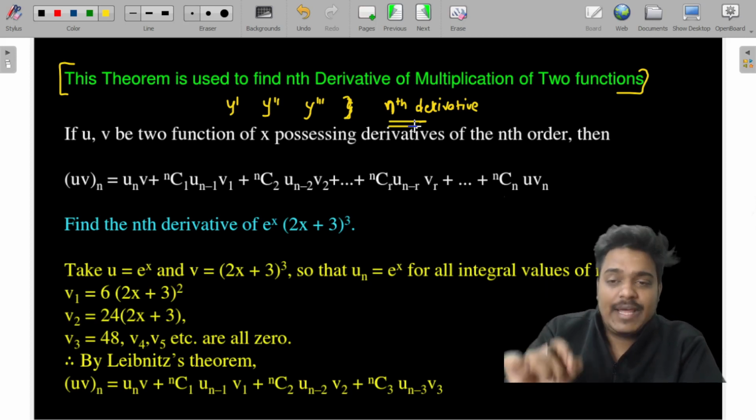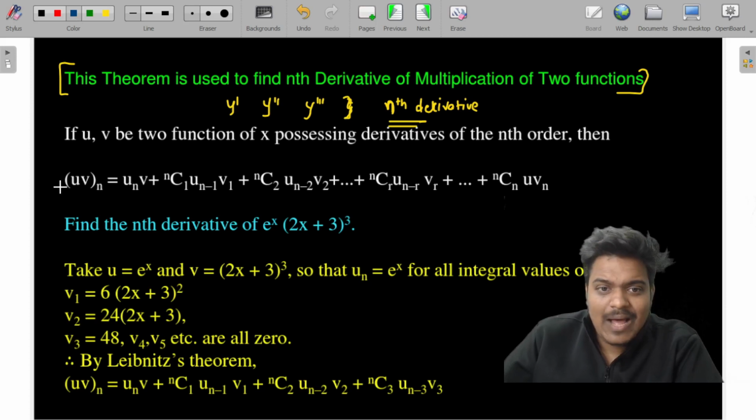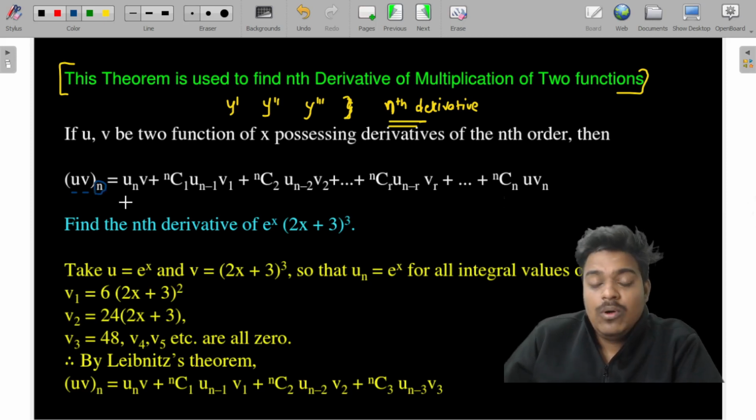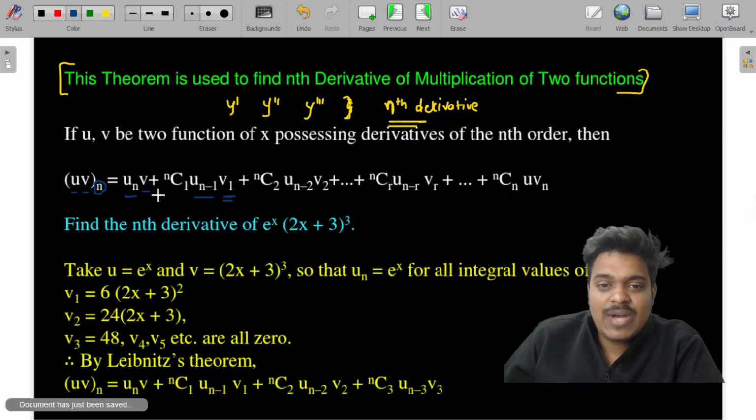Leibniz theorem is used to find the nth derivative of the multiplication of two functions. Suppose the two functions are u and v, and we need to calculate the nth derivative of this product. Now what will be the formula? The nth derivative of u into v, plus nC1, the (n minus 1)th derivative of u into the first derivative of v. Sorry, in the first term you don't have a derivative of v, it is directly the function v. Here you are having the first derivative. We'll see the example, everything will be clear, but please try to understand.